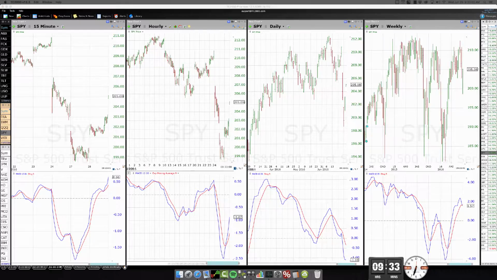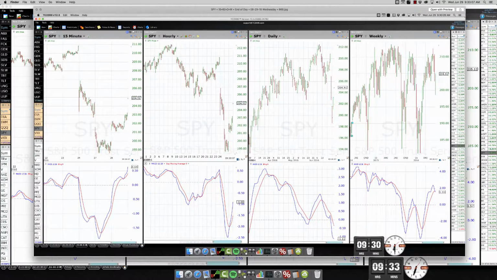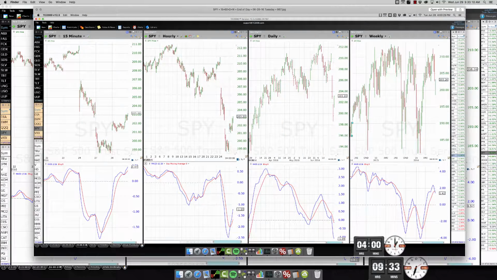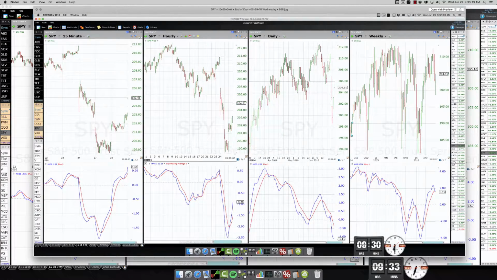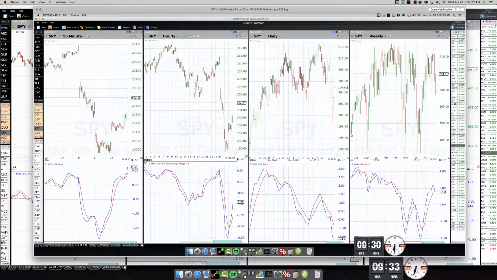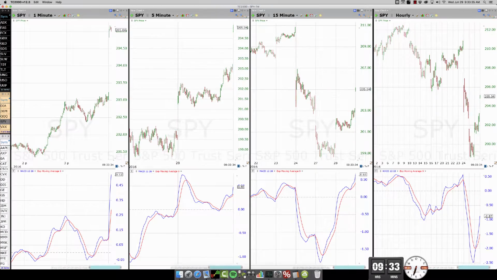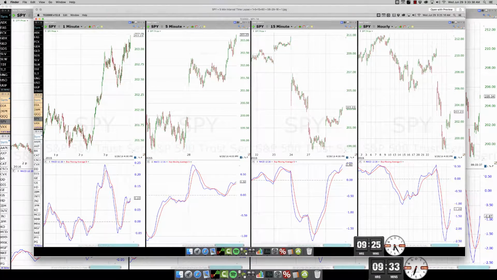Here's a look at the 60-minute time lapse. This is the closing yesterday, and here's the opening. Take a look at the weekly shrinks a little bit. The daily advances lower a couple of points and flattens. The 60 advances from minus 120 to minus 0.88, and we know what happens to the 15 there. We can go here, and let me show you the 5-minute time lapse. Here's the pre-market, and there's the opening.